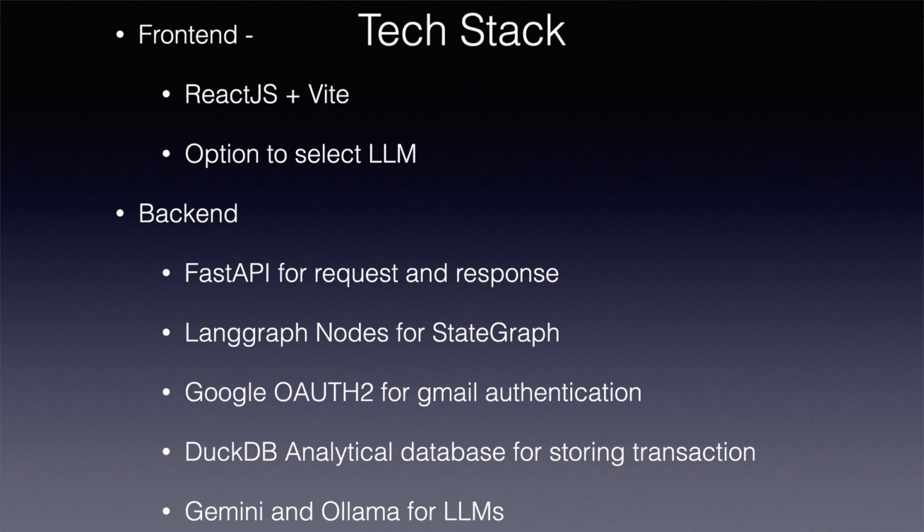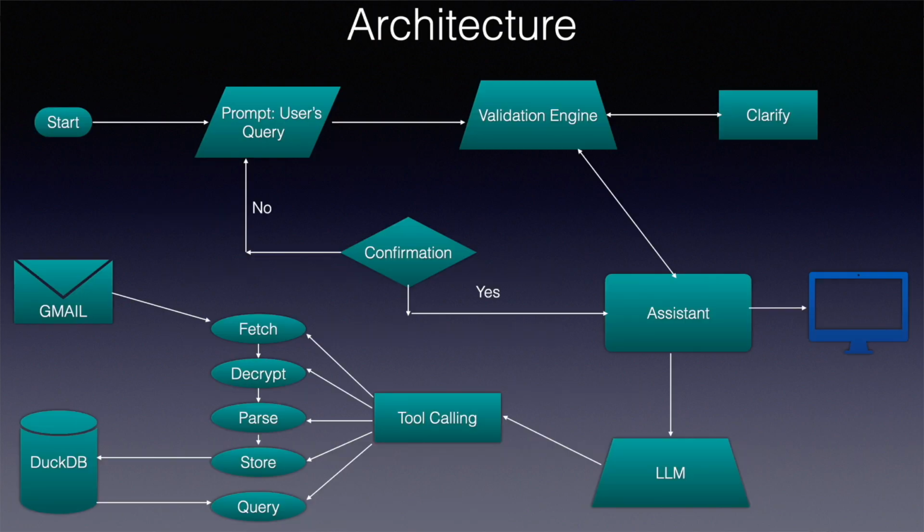The next one is about the architecture flow. It starts with the user's query, and it validates if some part is missing. It validates the parameters. If some part is missing, it goes to clarify and gets the clarification. After all the validations are done, it goes for the confirmation. If the confirmation is no, it changes the query or any other parameter and goes back to the user. If it is yes, it goes to the assistant.